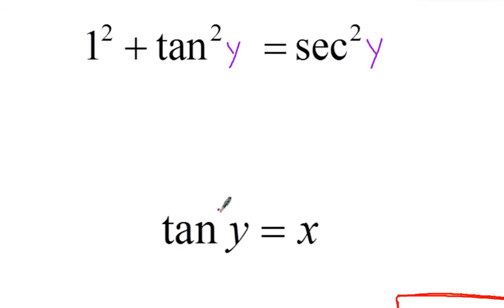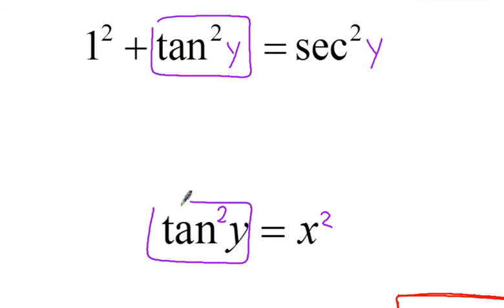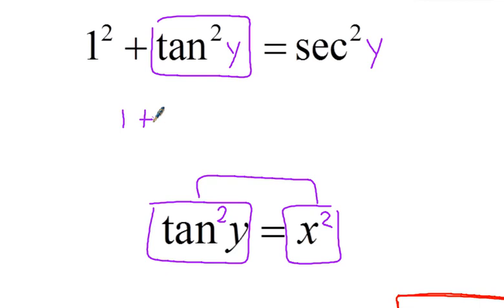Great. So if we square both sides, we get that tan squared is x squared. So what I'm going to do now is take tan squared out and replace it with x squared. We're just going to perform a simple substitution. So 1 squared is 1. Tan squared y is going to become x squared, taking tan y out and putting x in, and that is equal to secant squared y.